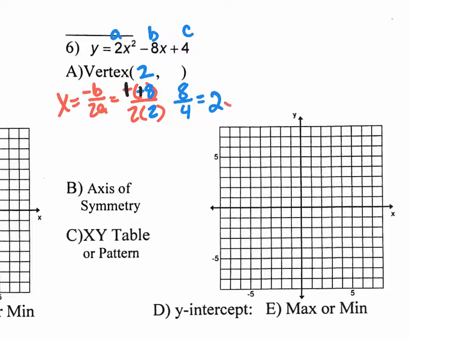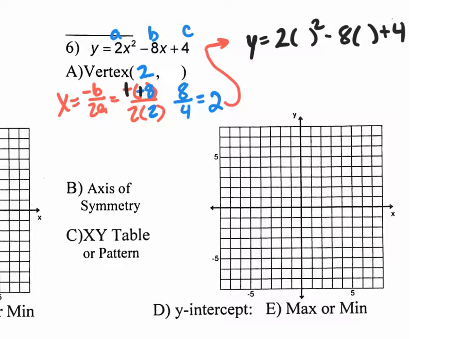So what I am going to do is plug it into my original equation. y equals 2(  )² minus 8(  ) plus 4. All I did was rewrite the function, but instead of x's, I put parentheses. Why is that? Because I know x equals 2, so I'm going to take that 2 and plug it right into the x's, right into the parentheses.